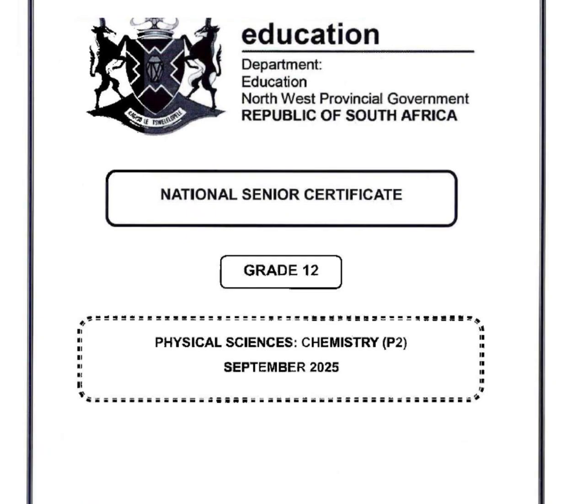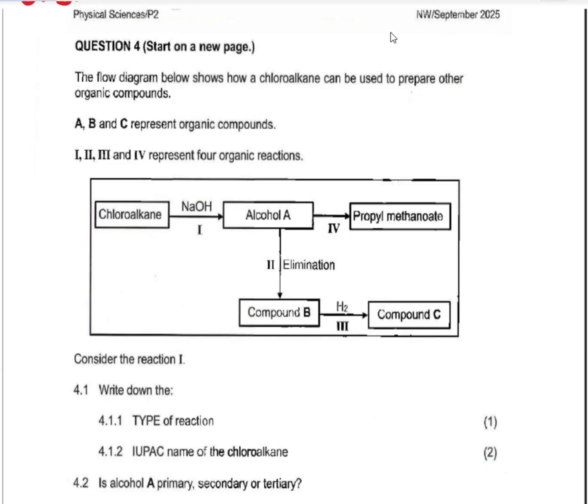Welcome to the second lesson on organic chemistry reactions. Today we're going to do the Northwest September 2025 paper. Now let's get to it without the waste of time.